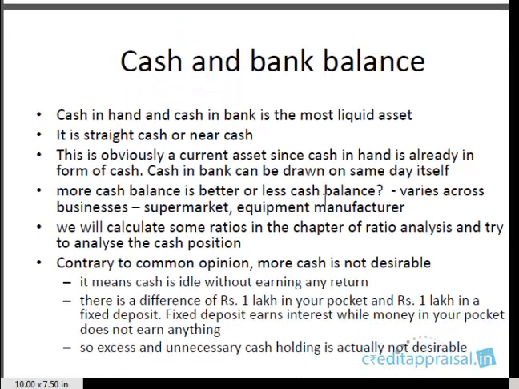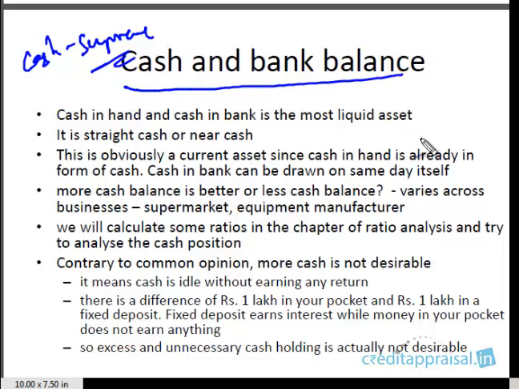The first is cash and bank balance. See, we already told you that cash is a supreme form of asset. This is the number one current asset. So definitely when you see an item called cash and bank balance, obviously you're going to say it is a current asset because it's the most liquid asset, right? It is straight away cash, or it is near cash. It is in the bank and you can withdraw it at any moment. It is equivalent to cash. This is a current asset, right?